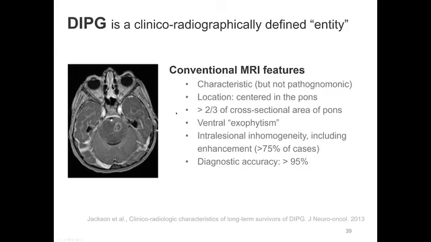Then you need to know what the typical appearance of a DIPG is. The typical appearance includes that the tumor center is in the ventral pons, and the tumor involves more than 2/3 of the cross-sectional area of the pons. You see the tumor has ventral exophytism. And the tumor might have some intralesional inhomogeneity, including enhancement. Based on these criteria, we can diagnose DIPG with very high accuracy.